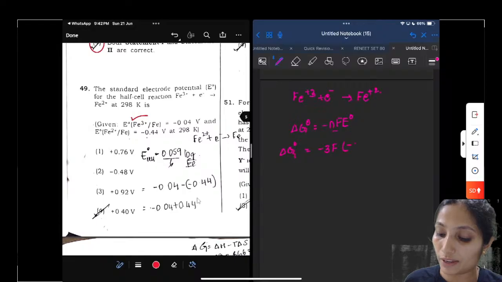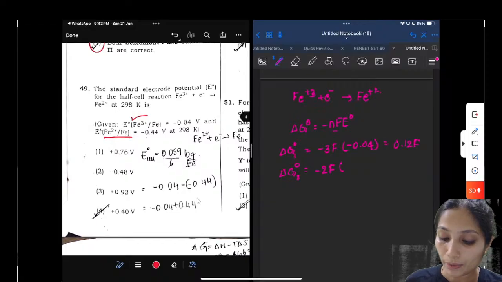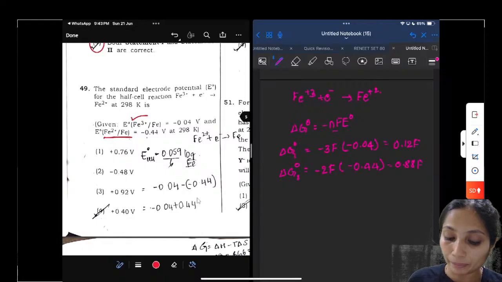E naught value is given as minus 0.04. So this is nothing but how much do we get? 0.12 Faraday F. And delta G2 naught, how much are we getting? 2 electrons are transferred here, so minus 2F into minus 0.44, which is equal to 0.88 Faraday.